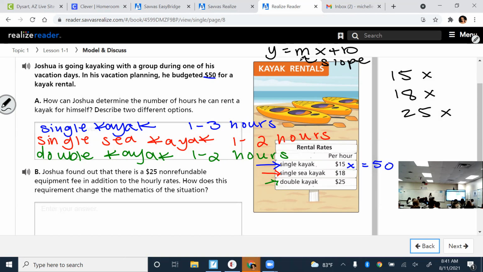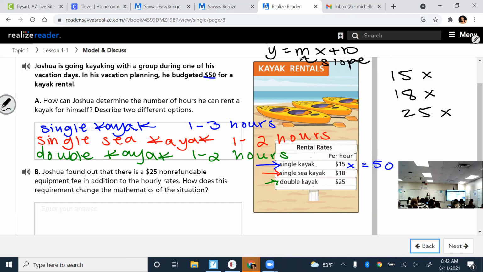All right, so let's look at part B. It says, Joshua found that there is a $25 non-refundable equipment fee in addition to the hourly rates. How does this requirement change the mathematics? Now, before you answer, let's let everyone think about it. All right, if we add a $25 non-refundable fee, how does that change the situation and the math of the situation? So how would the equation differ now?